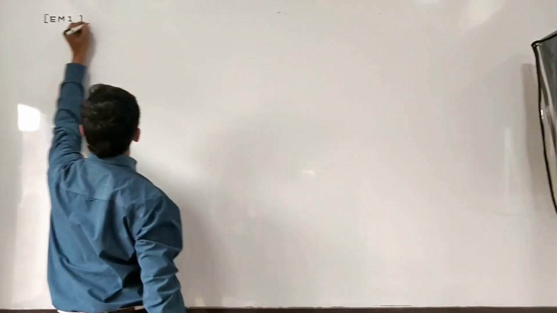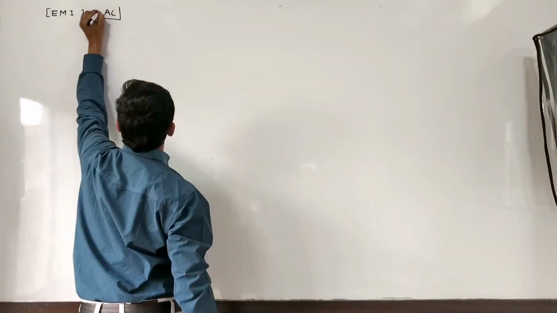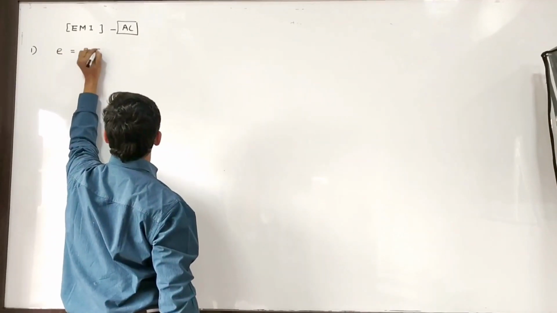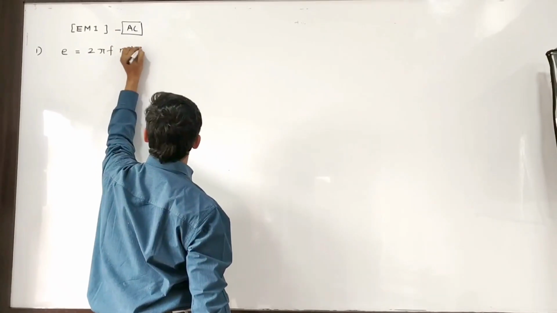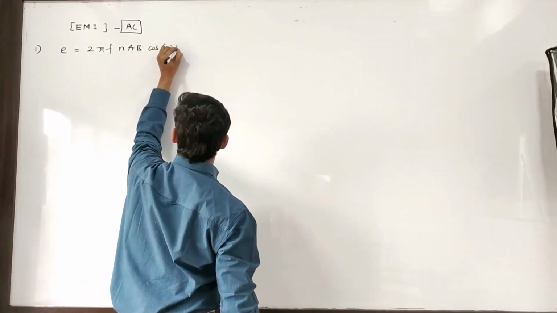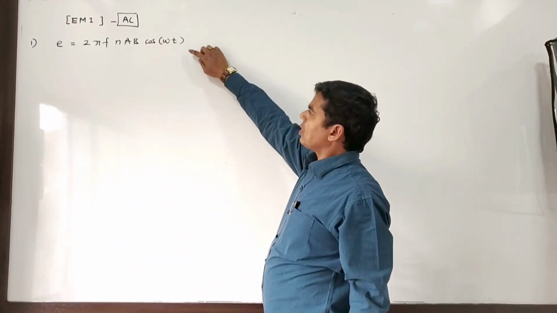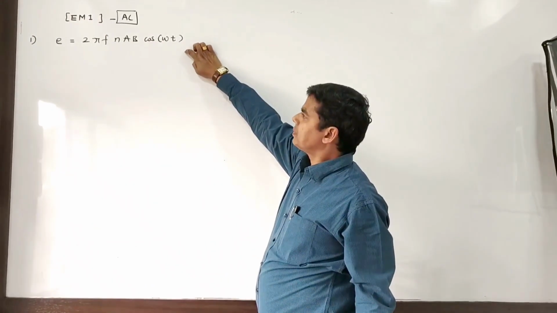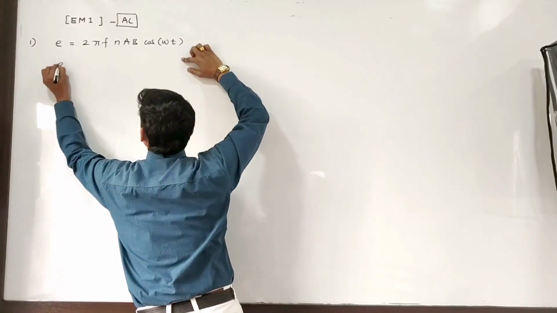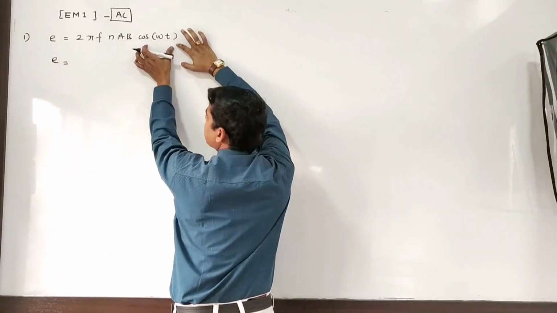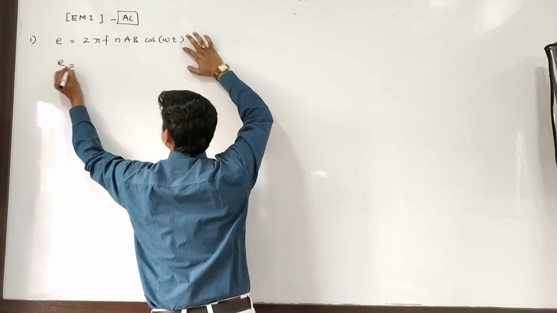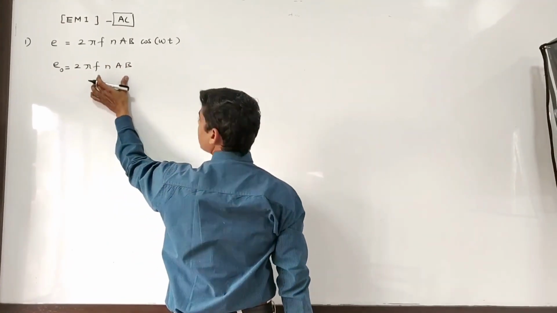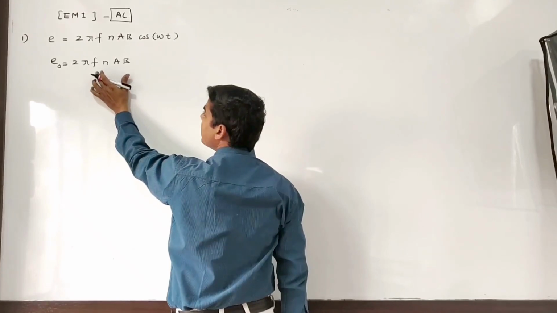For alternating current, the most important formula is EMF E equal to 2 pi f NAB cos theta, or cos of omega t. This is the most important formula: 2 pi f NAB cos omega t, where whenever cos omega t is maximum, E will become maximum, and its maximum value is given by 2 pi f NAB. This is the general formula for EMF induced in a coil rotating in a magnetic field.